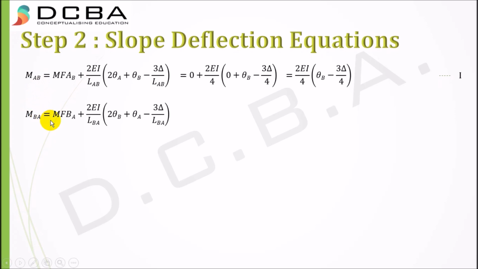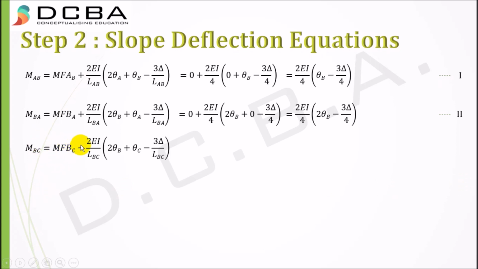Now MBA is MFBA plus 2EI by L, length of BA, into 2 theta B plus theta A minus 3 delta by LBA. Again MFBA is 0, so 0 plus 2EI by 4 into 2 theta B, theta A is 0, minus 3 delta by 4. Simplifying this we get 2EI by 4 into 2 theta B minus 3 delta by 4. I'll name this equation as 2. Okay. Now MBC.